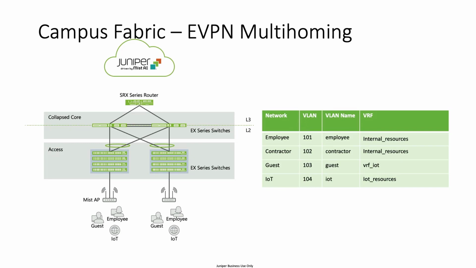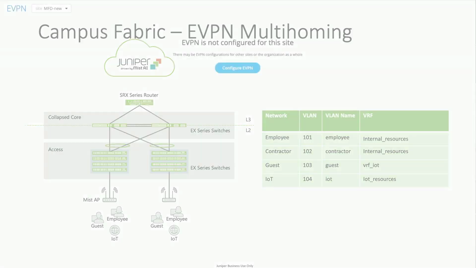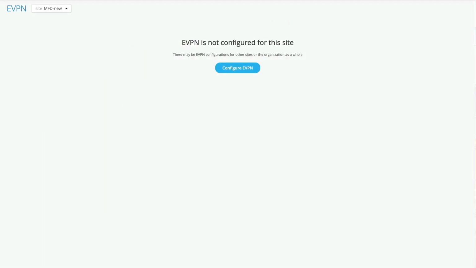We are looking at a multi-homing campus fabric topology with two collapsed cores, the EX4400 devices, and an access switch, which is an EX4300. Our network has 4 VLANs: employee, contractor, guest, and IoT. We want the employee and contractor to be internal and be able to talk to each other, and the guest and IoT will be VRFs of their own. Let's look how we would configure EVPN.